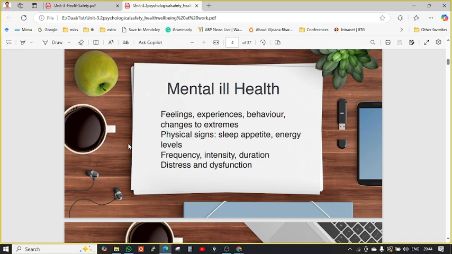Then behavior. If you do not behave properly, for example, if two people are having some disturbance or disputes, they may not behave properly, there may be some miscommunication, so the work is not actively done for those persons, and we change to extremes. We also change our mind to extreme conditions, and that is not good.